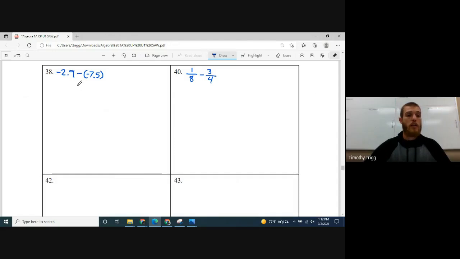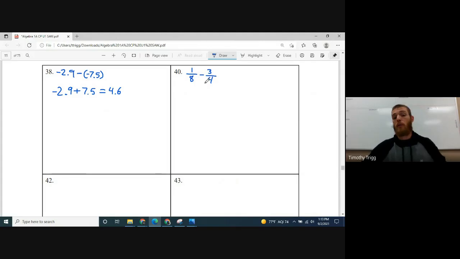Okay, 38. Here again, we see that negative, right? One negative after another on that 7.5. So that's going to make it a plus. So that's going to be negative 2.9 plus 7.5. So you have a negative 2.9 and now a positive 7.5. They're different signs here, so they do cancel each other. And will our answer should be positive or negative? What do you think? Well, hopefully you see that our answer should be positive because we have more positives here. So that's 4.6 for this one. Positive again because we have more positives.